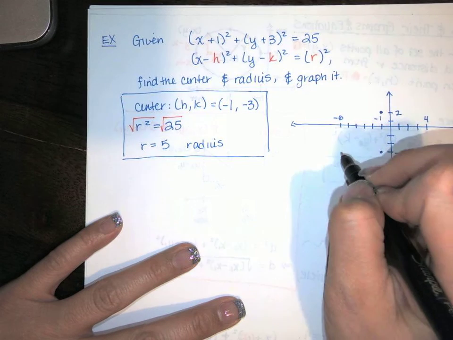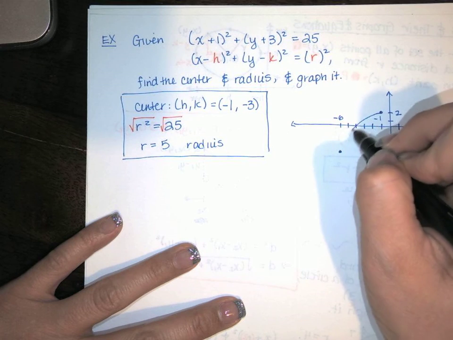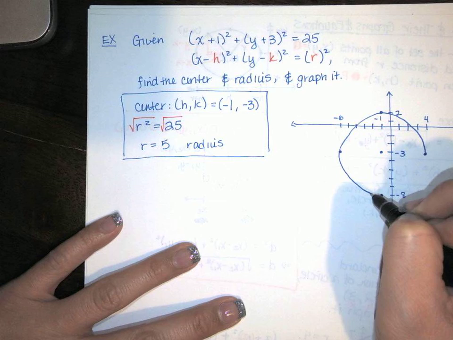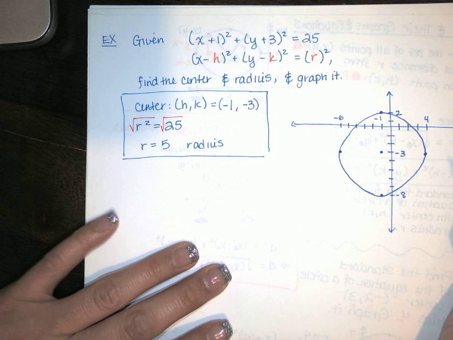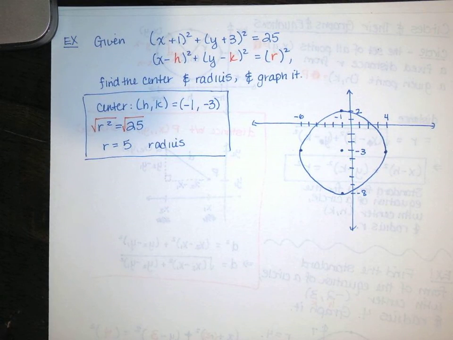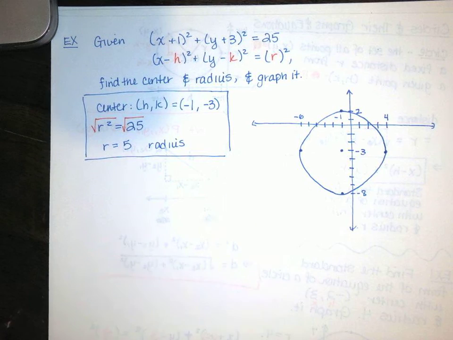And then connect those with a smooth curve. It's supposed to be a circle. Try to make it look like a circle. There you go. And that is the center and the radius, and that's the graph.